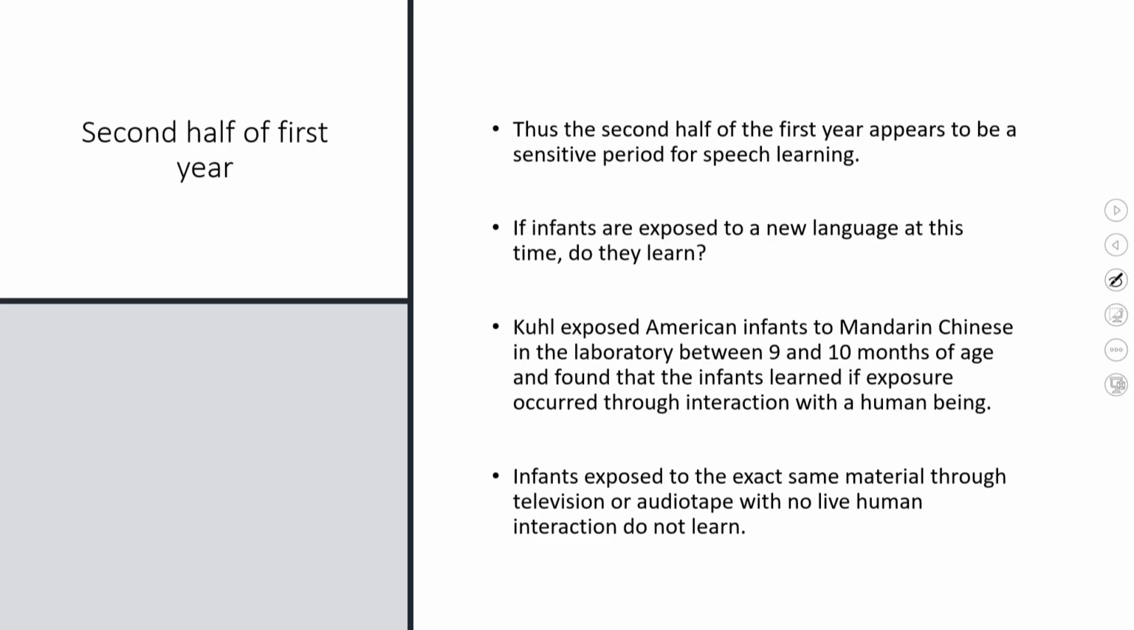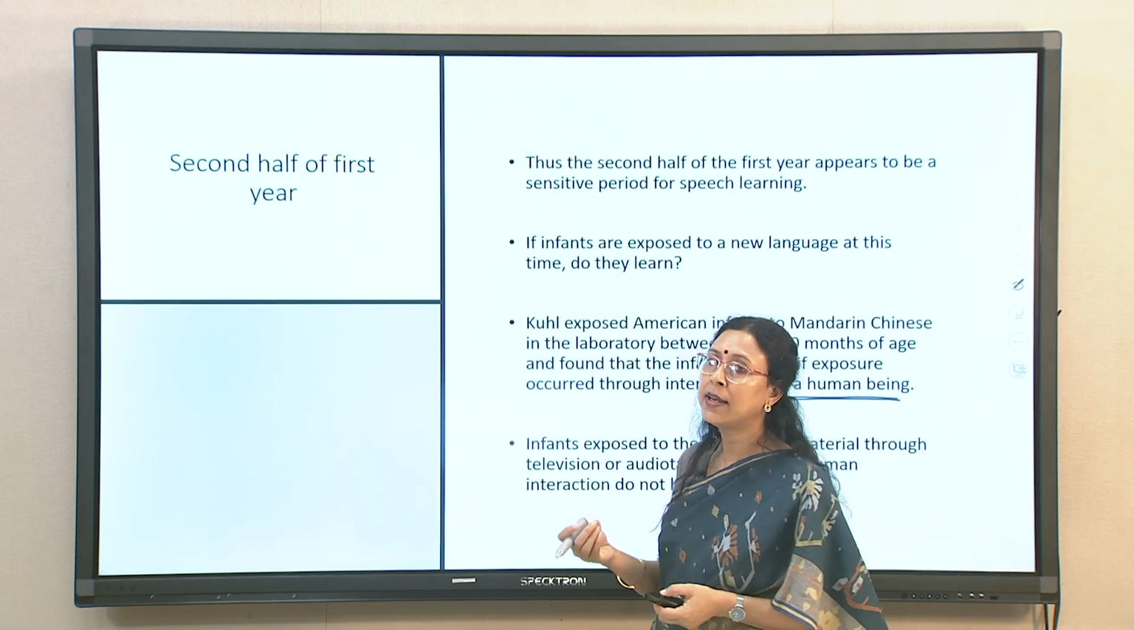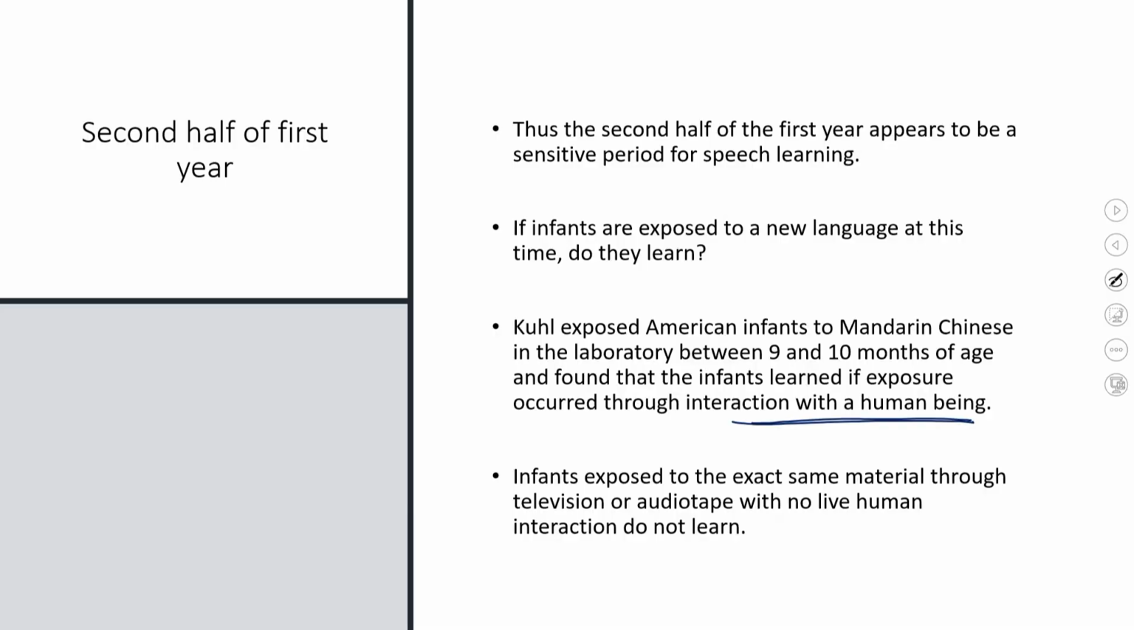This was the idea that Kuhl and her colleagues looked at. They exposed American infants to Mandarin Chinese in the laboratory between 9 and 10 months of age, and found a very interesting result: infants learnt if exposure occurred through interaction with a human being. So, children at this stage can learn a new language if they are exposed to it by a human being, not by some kind of a robot or something. If it is through television or an audio tape with no live human interaction, then they do not learn.